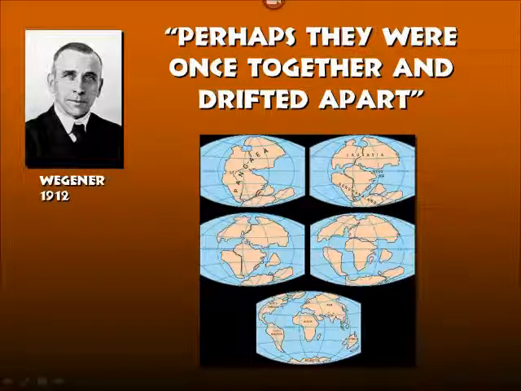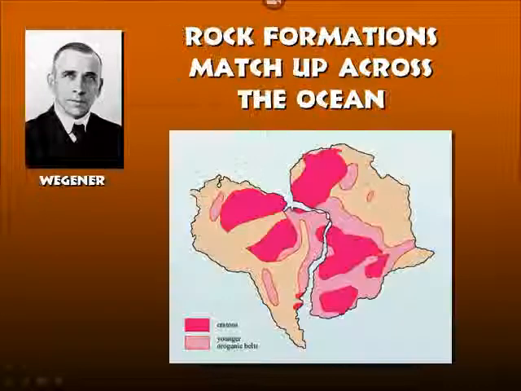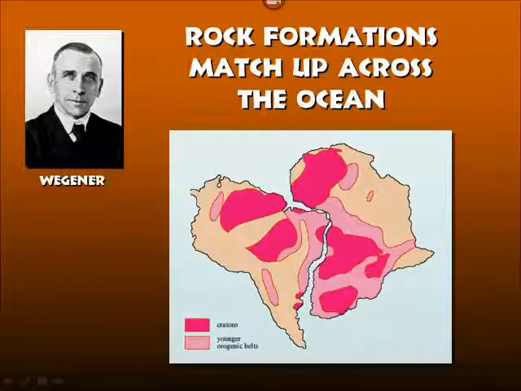And so he came up with this idea called continental drift, where at one point in history, perhaps all of the continents were one big landmass, and they have slowly drifted apart from each other. So he went looking for evidence for this. He really only had a hypothesis, just an idea, and so he went looking for evidence to support it.